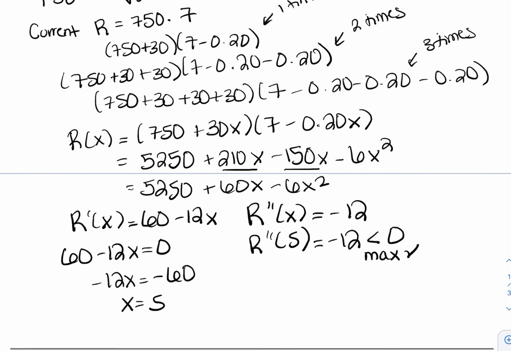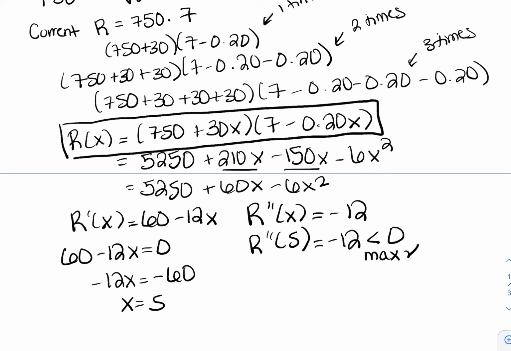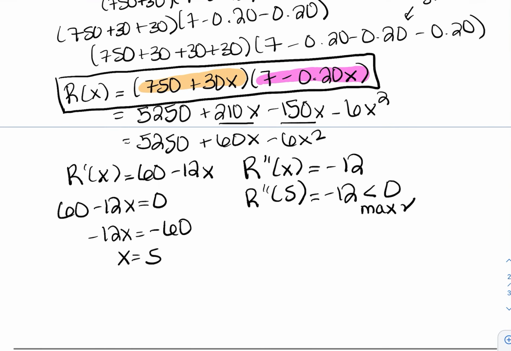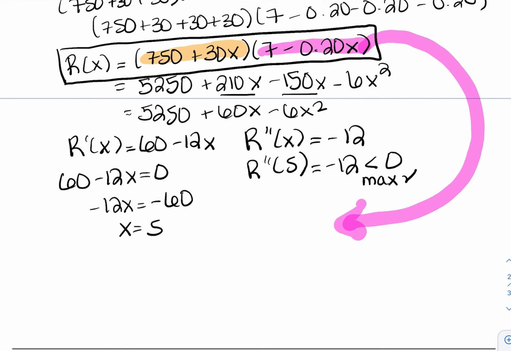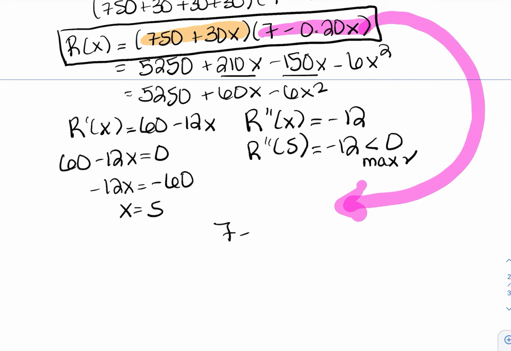So if I go back to my revenue function, which is right here, this is my revenue function. The first part represents how many sandwiches you have, and the second part represents the price that you're selling them at. And it's asking me, how much should the deli charge? So I need to come over here with the pink. The pink is what I want, and I need to plug in my x. So 7 minus 20 cents times 5. So that's 7 minus $1. So I'm going to charge $6, right?